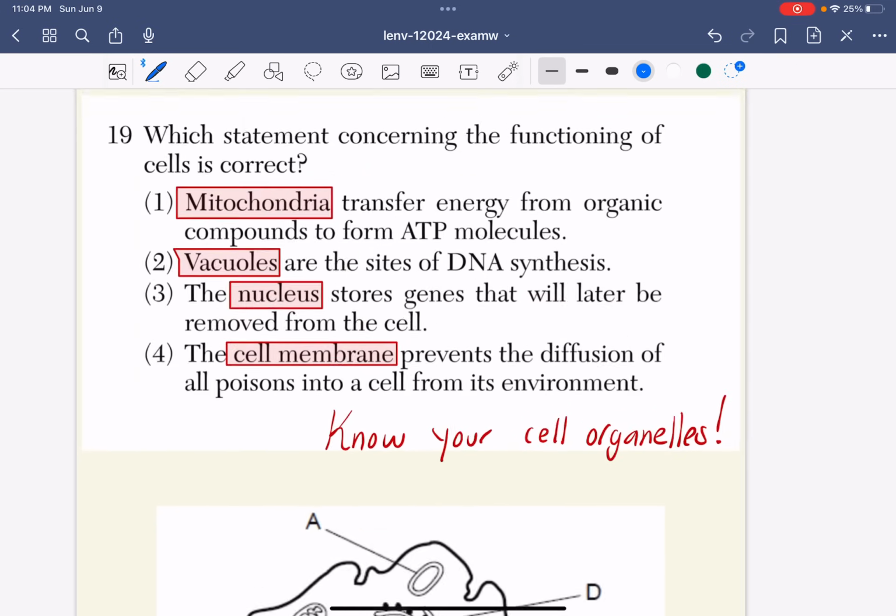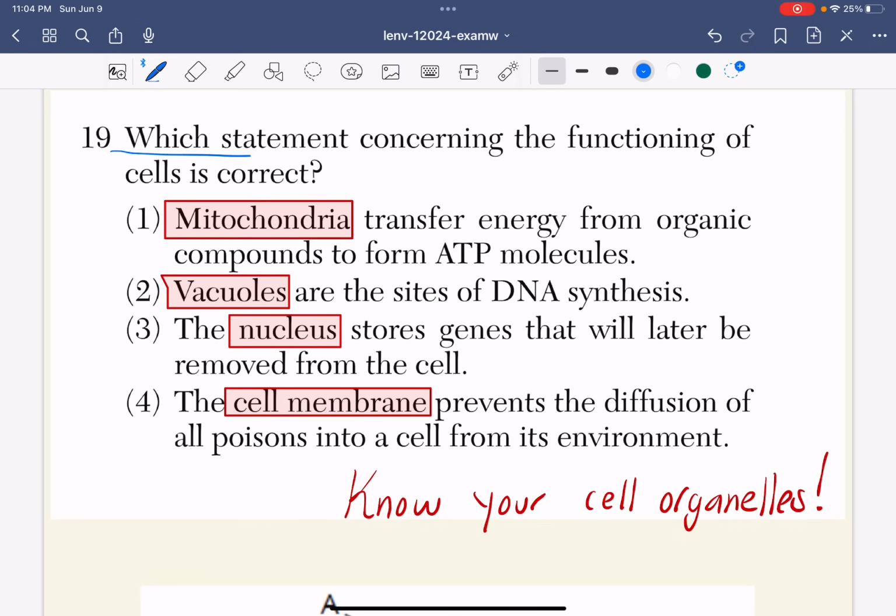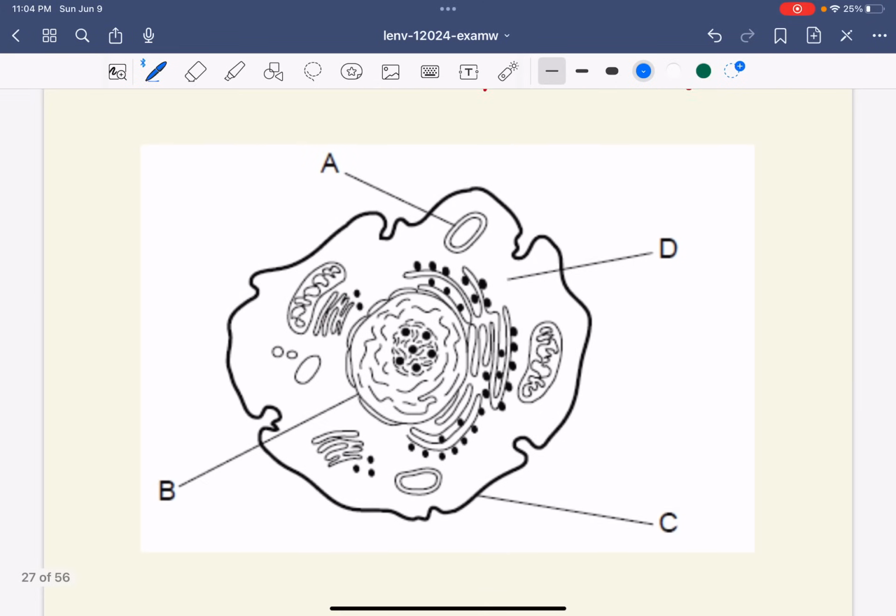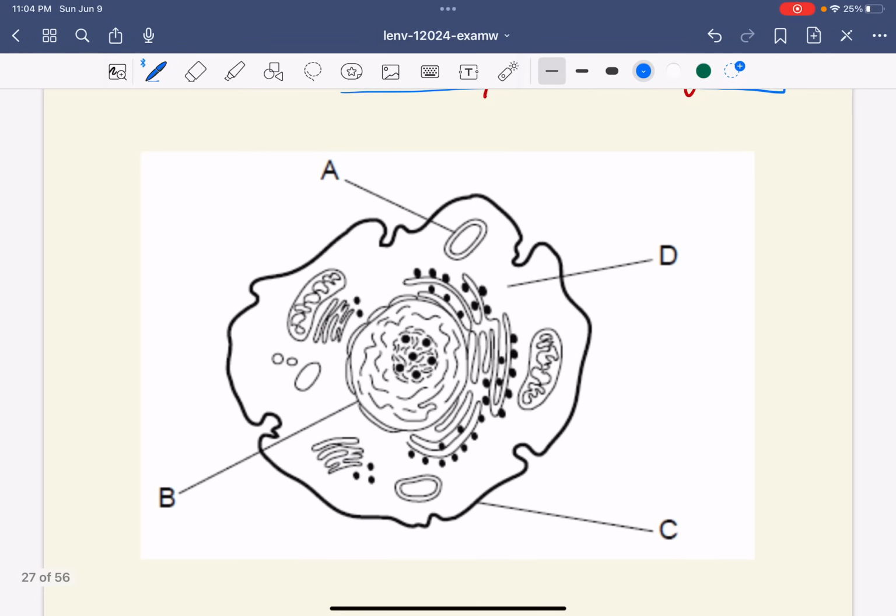All right, number 19. Which statement concerning the functioning of cells is correct? Let's take a look. Okay, so here I wrote a note. You need to know your cell organelles. Okay, and I got the classic picture that you probably seen from my previous videos. Now, this is also a full, complete lesson on my online class if you need a full review. But let's review right now a little bit.